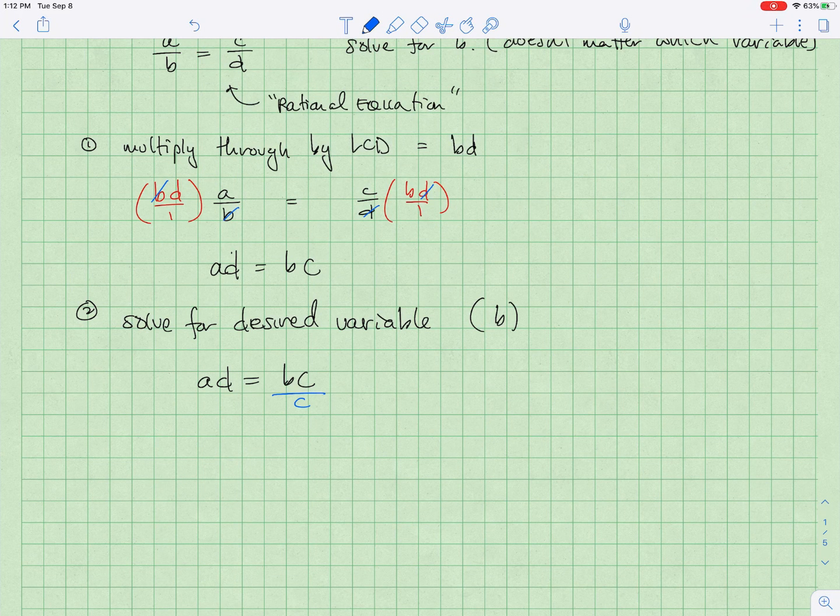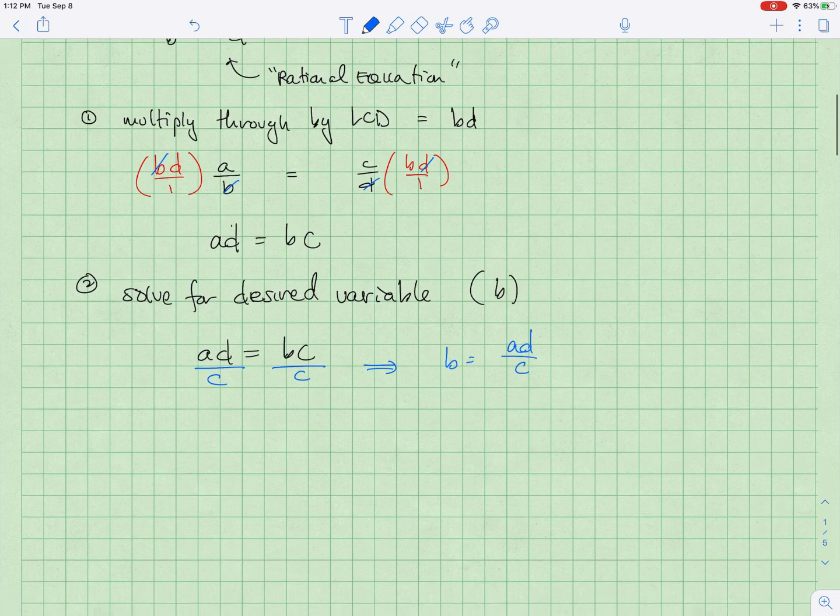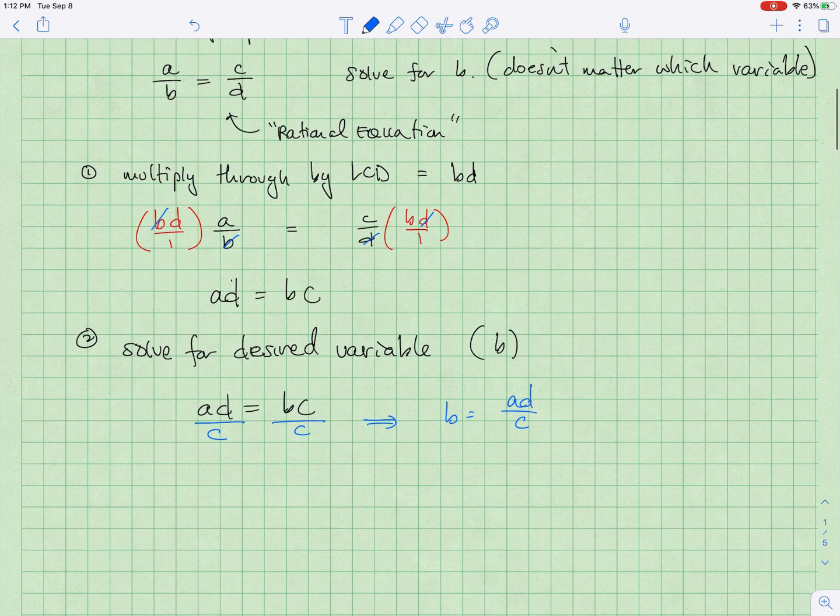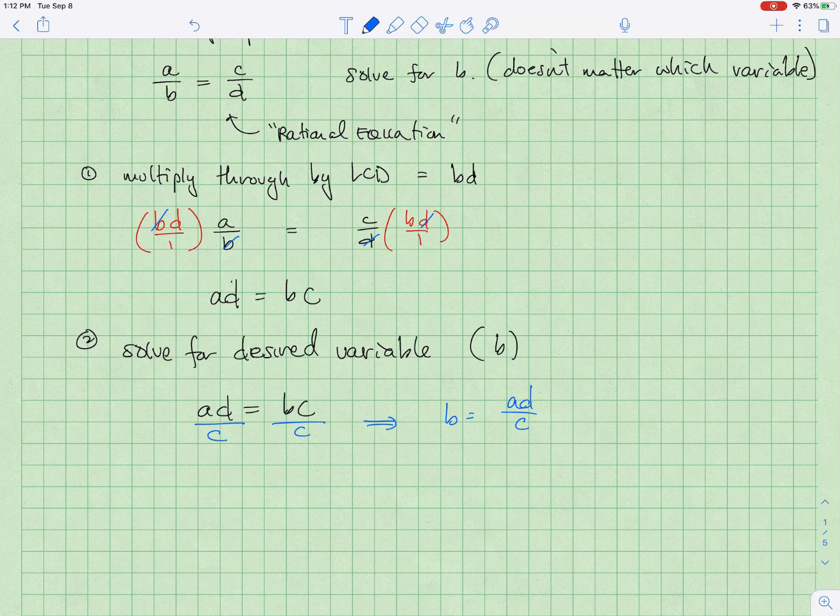And then we'll just divide both sides by C here. And what we get is B is equal to AD over C. Now, what most people are taught is the following, although we can do this in 2 steps, and what I'm about to do here is essentially the same thing.